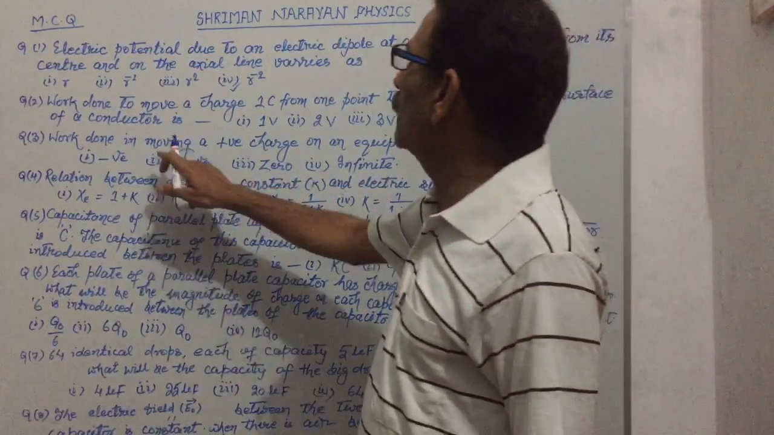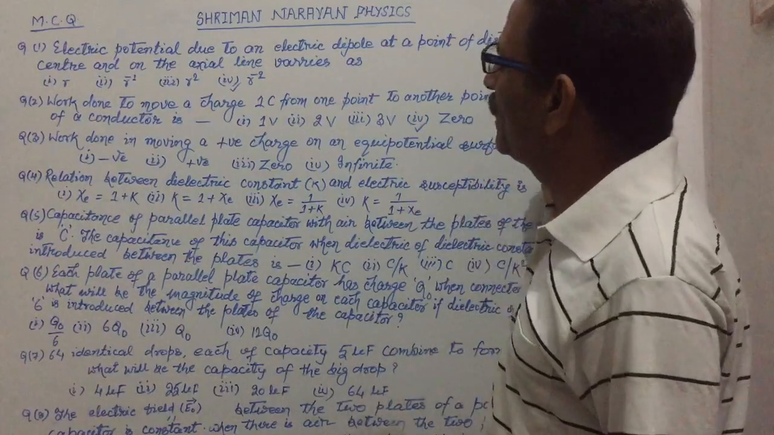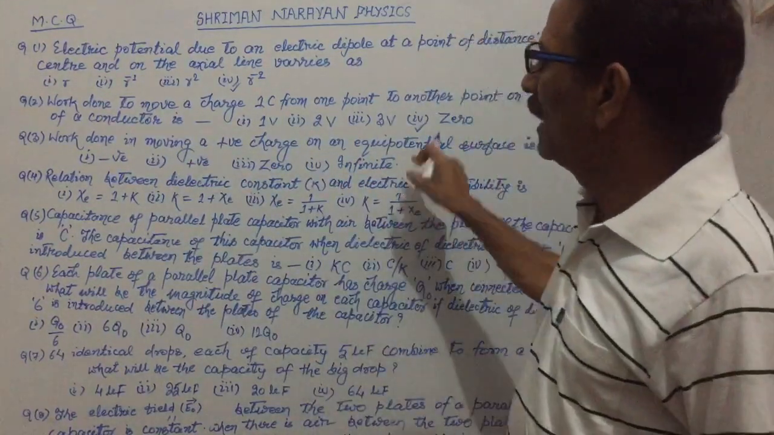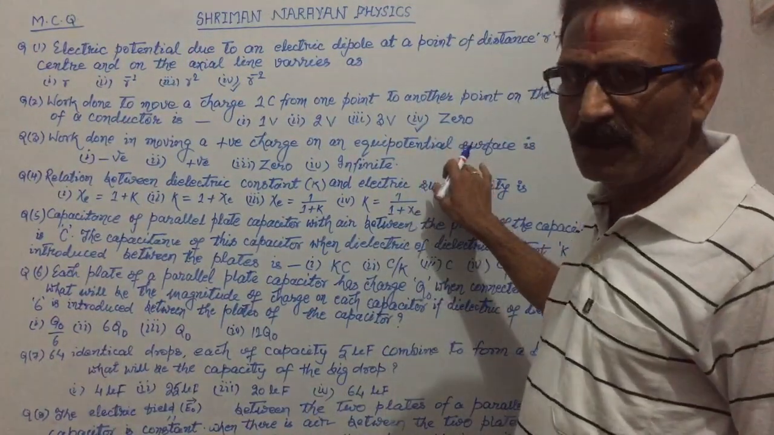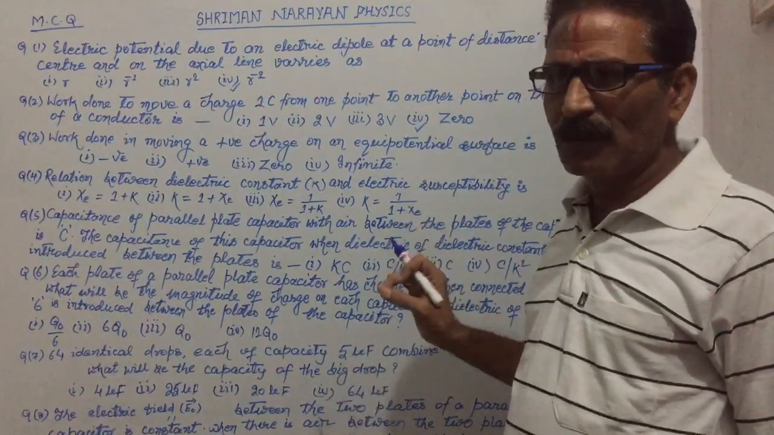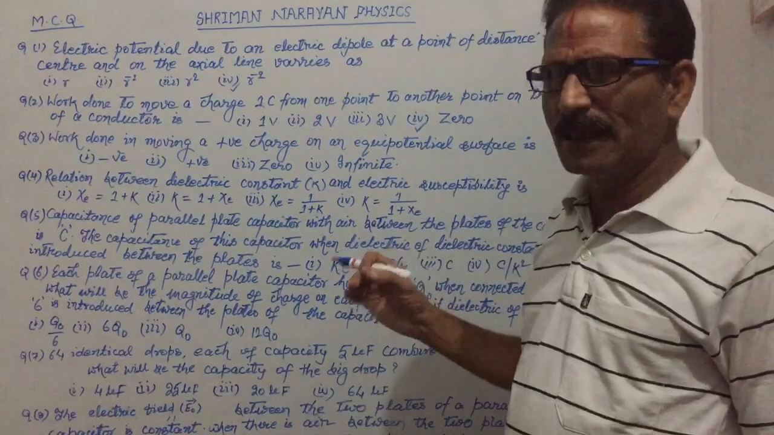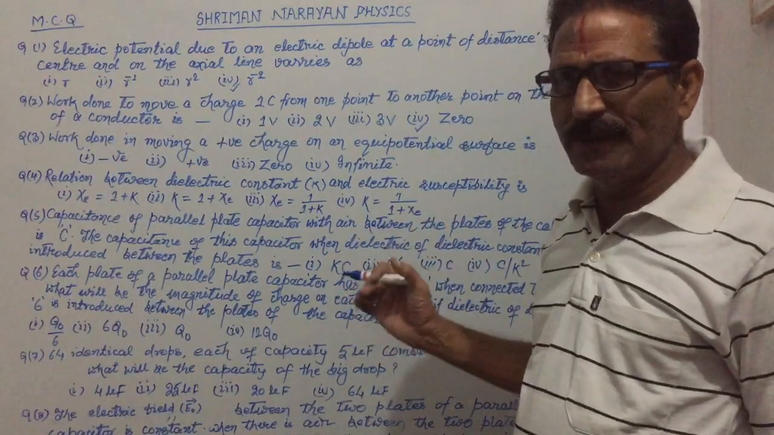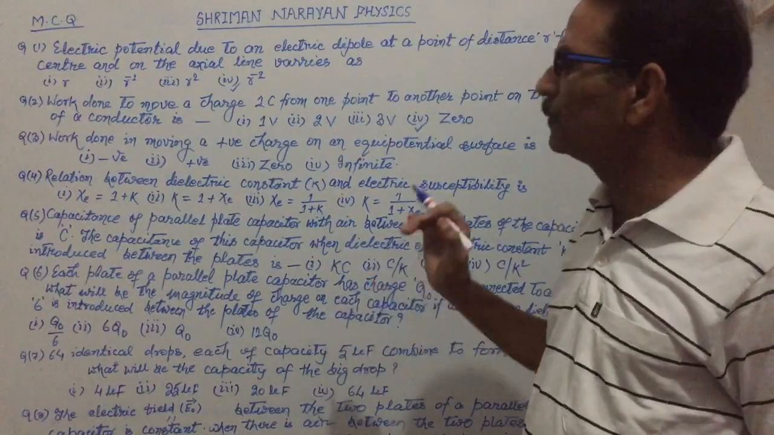Third question: work done in moving a positive charge on an equipotential surface is negative, positive, 0, or infinite. It is very clear since the surface is equipotential. You know very well, if a charged body is allowed to move on an equipotential surface, always remember this fact that work done will be 0 because the potential difference will be 0.